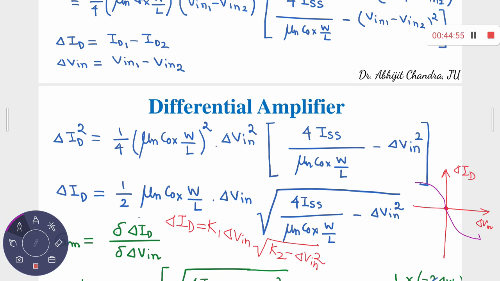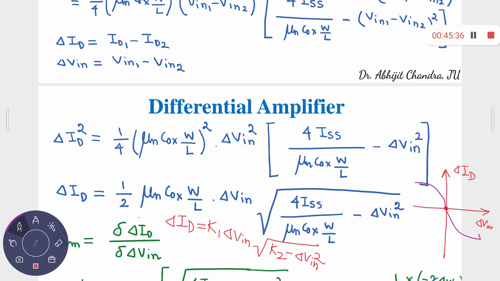So therefore, if K2 is equal to delta V square, that means delta V is equal to 2 square root of ISS upon 4 mu1c of W bar L. Theoretically, mathematically, it says that if delta V is equal to that value, then there is a chance that both of these two transistors share equal current. But practically it is not happening. Right? So where lies the fallacy? The question is, where lies the fallacy?